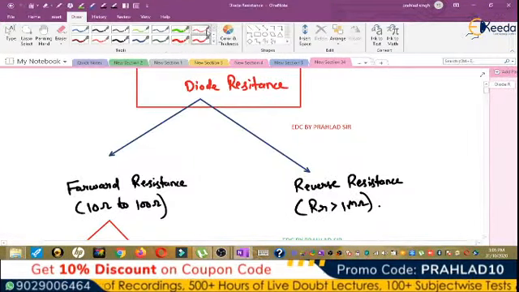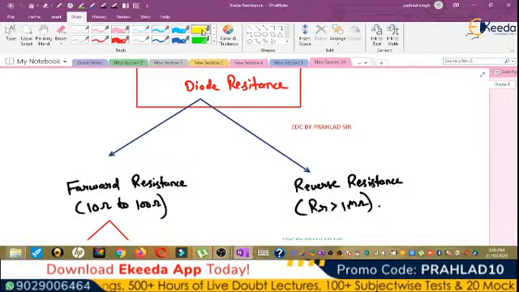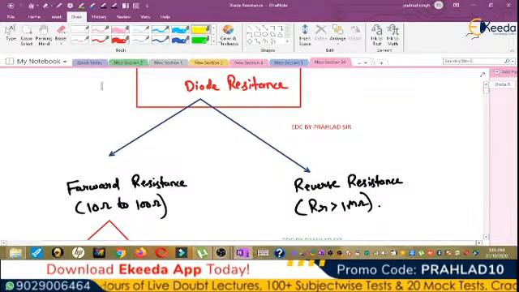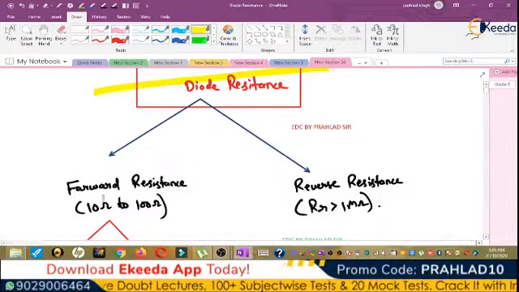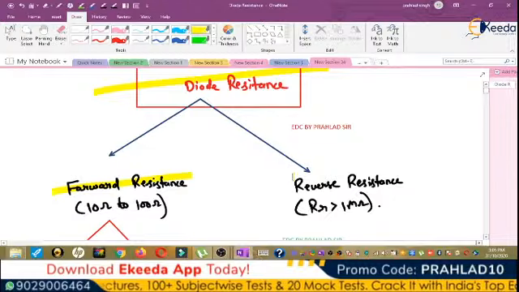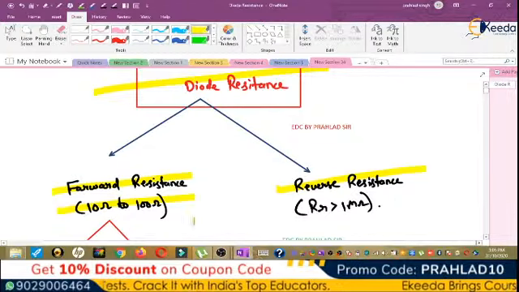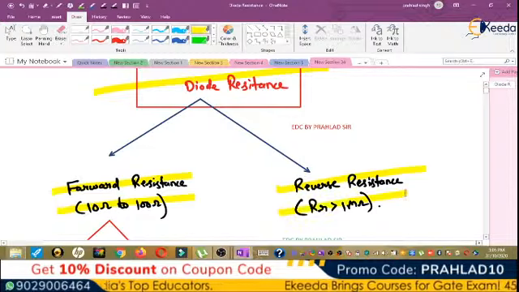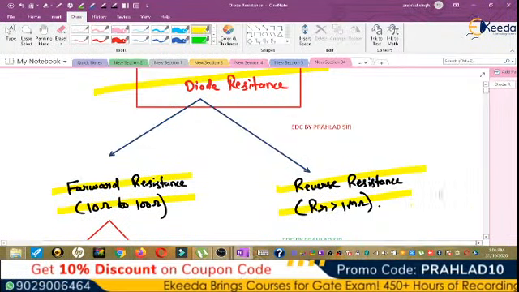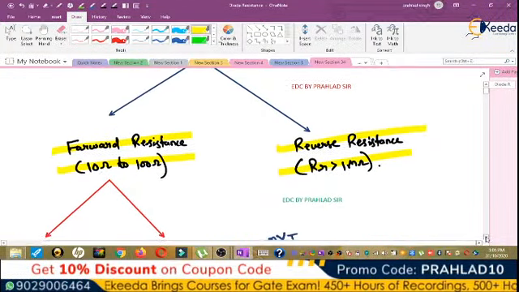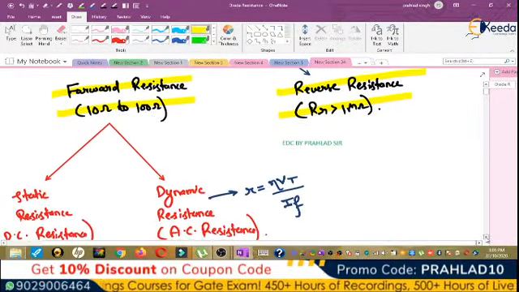In this class we will discuss the diode resistance topic. Diode resistance, as we know, is of two types: one is forward resistance, another one is reverse resistance. Forward resistance is always small, on the order of 10 ohm to 100 ohm, and reverse resistance of a diode is always large, on the order of 1 mega ohm, and it is almost greater than 1 mega ohm.